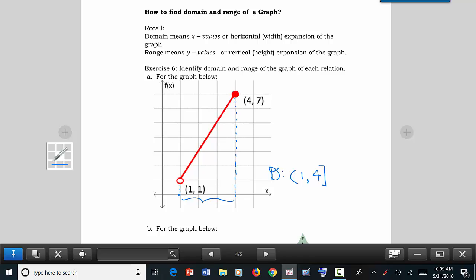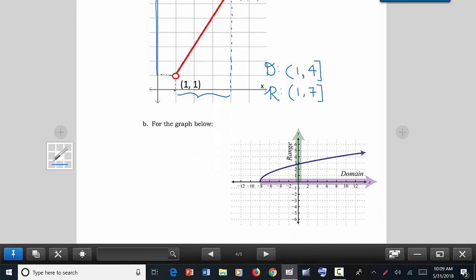Now range is the output. Output means the height. So minimum height starting here and extending all the way to here. So the range, what is the minimum height of the function? Again, starting at 1, but it is not included. That's why parenthesis. The maximum height of the graph is 7, but it is included. That's why it is all the way to 7. Because domain is all the x values, and the range is all the y values.